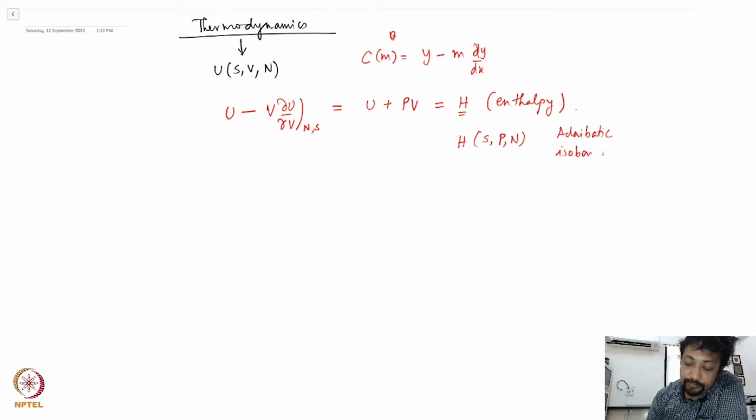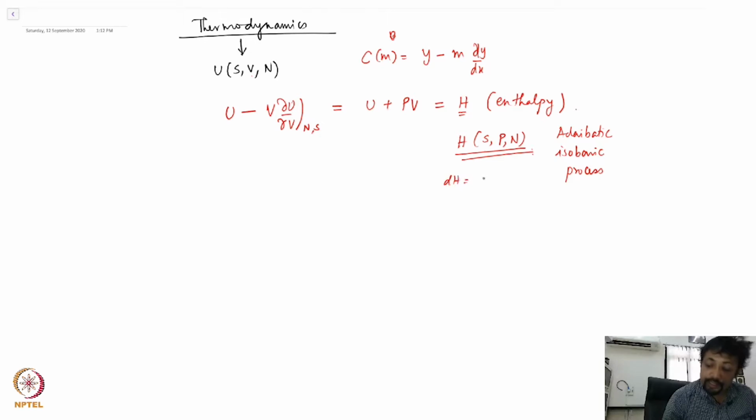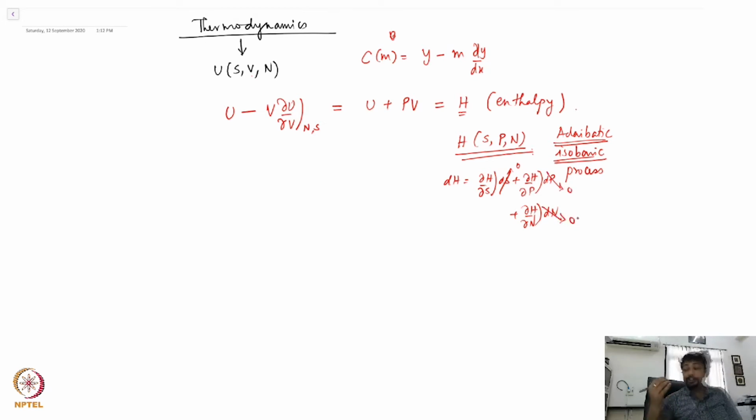So that means for an adiabatic isobaric process, the enthalpy remains a constant quantity because there is no variation. If you look, dH is going to be ∂H/∂S dS plus ∂H/∂P dP plus ∂H/∂N dN. Since it's an adiabatic process and an isobaric process, this is 0, this is 0, and this is always 0 because I always take N to be fixed. Therefore, dH is 0, and that essentially means that there is no change in the enthalpy.